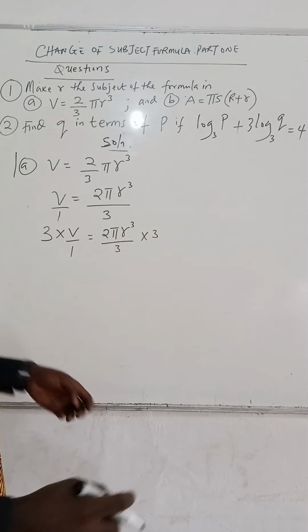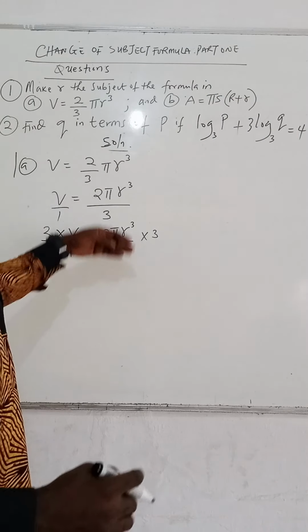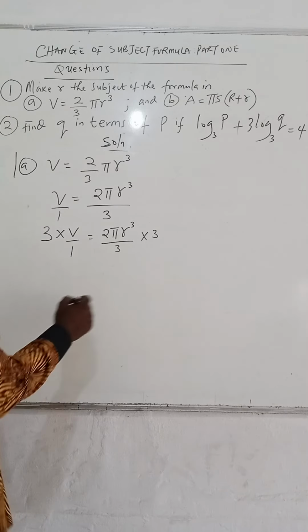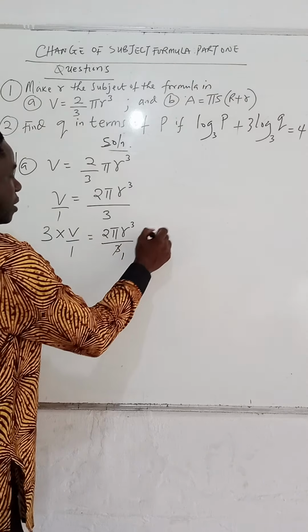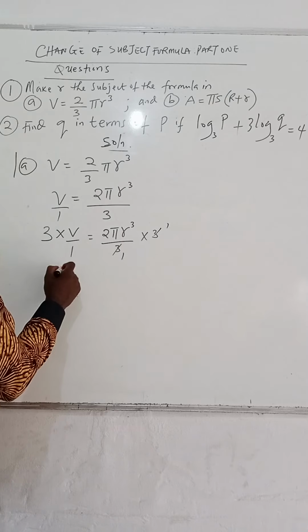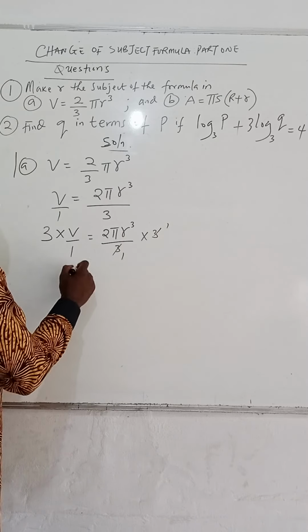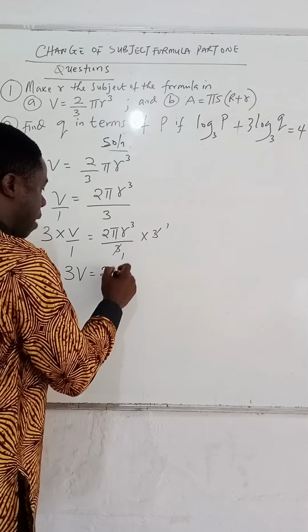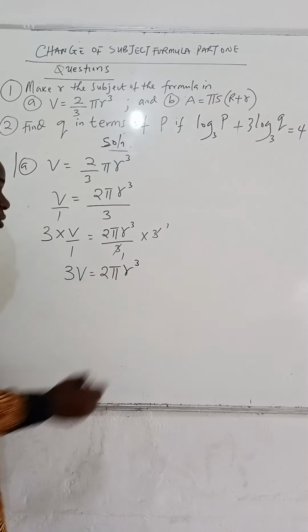You now look at each of the terms and see what can divide, what can cancel out. So this can divide here. No, there's nothing here. So we have 3 times V to be 3V equals this times 1. I have 2 pi r cubed.